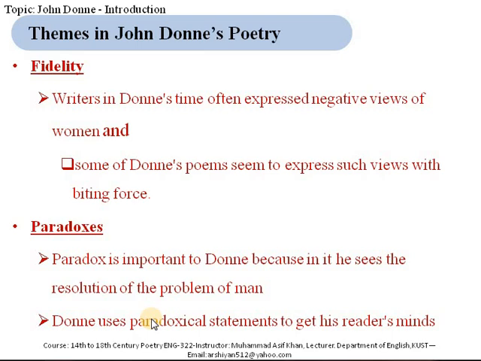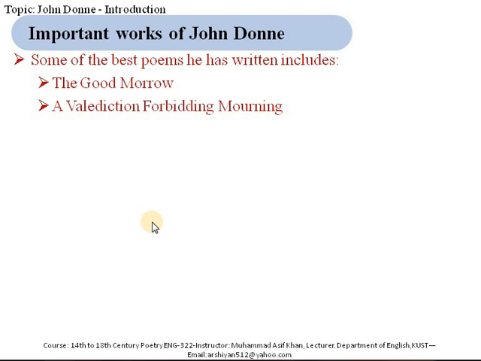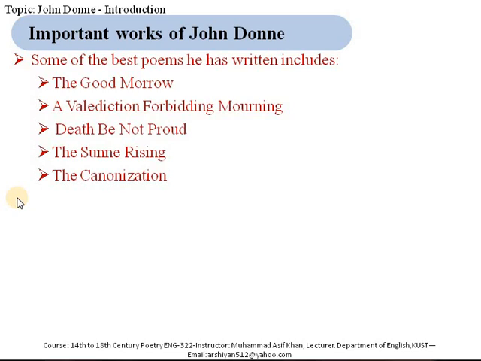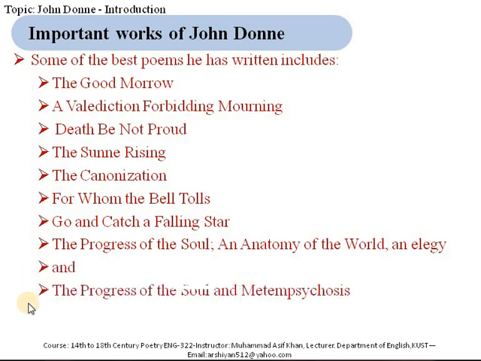At the end of this lecture, I will just list some important works of John Donne, like The Good Morrow, Valediction Forbidding Mourning, Death Be Not Proud, The Sun Rising, The Canonization, For Whom the Bell Tolls, Go and Catch a Falling Star, The Progress of the Soul, An Anatomy of the World, This is Analogy, and The Progress of the Soul, and Metempsychosis. These are some of the important works. There is a very long list, and it is very difficult to list all of them here in this lecture.